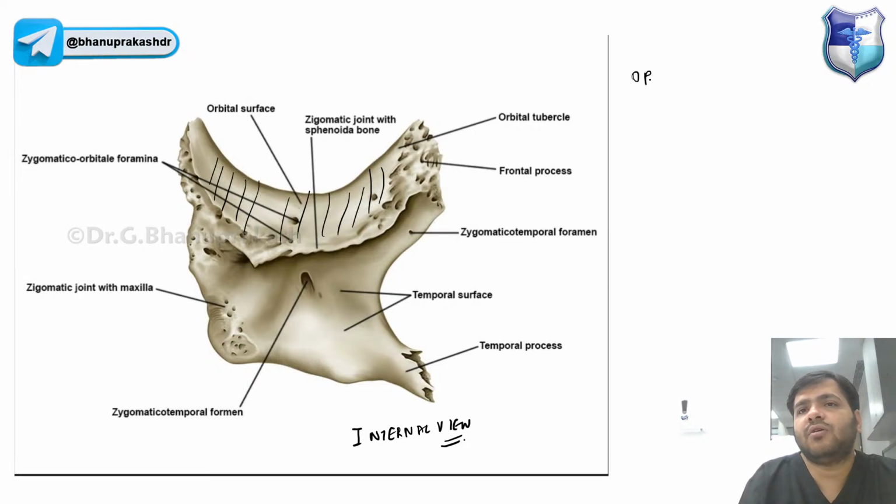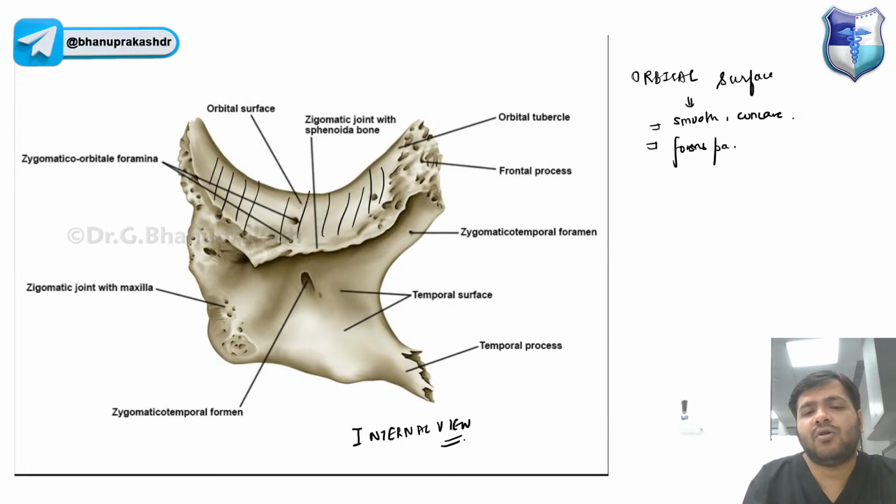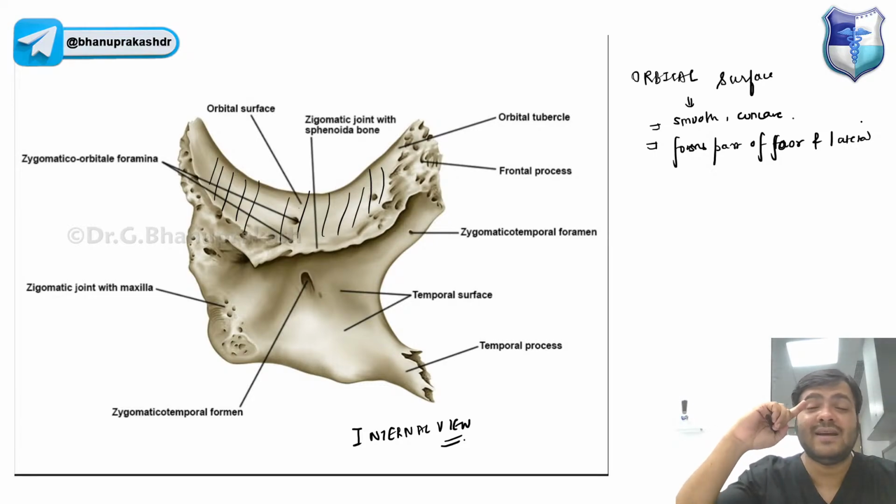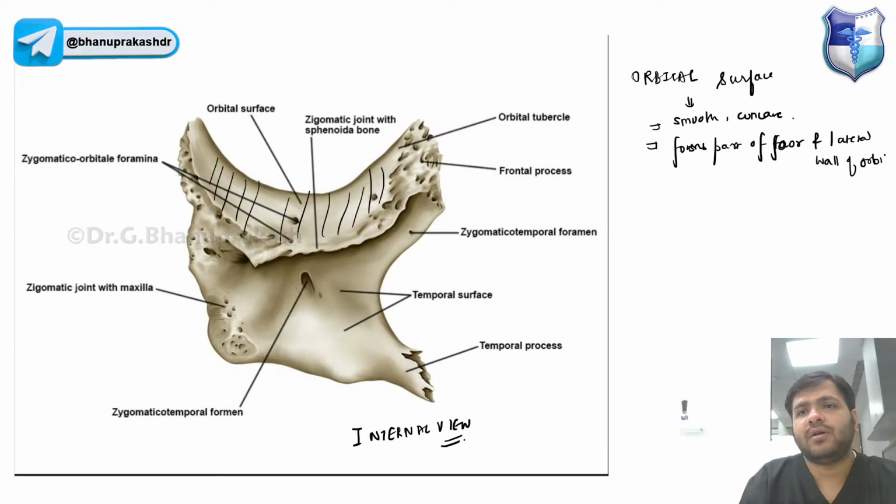If we talk about the orbital surface, remember beta, it is smooth, it is concave, right, and forms part of the floor and lateral wall of the orbit. The floor below and the lateral wall of the orbit, it forms those. It forms part of the floor and the lateral wall of the orbit, right?